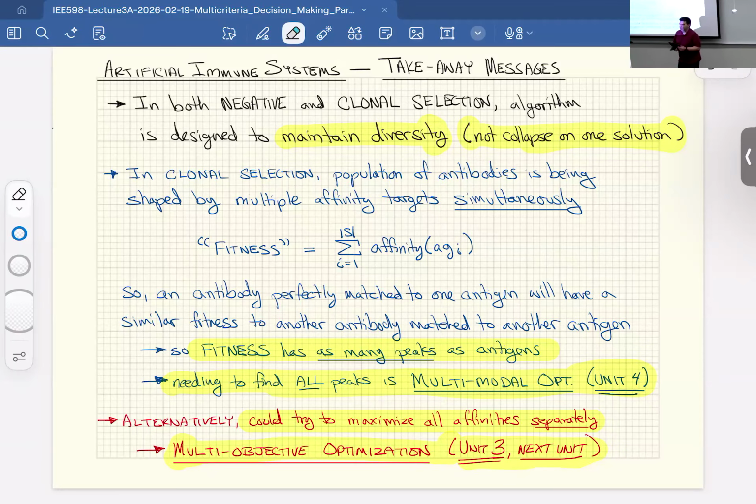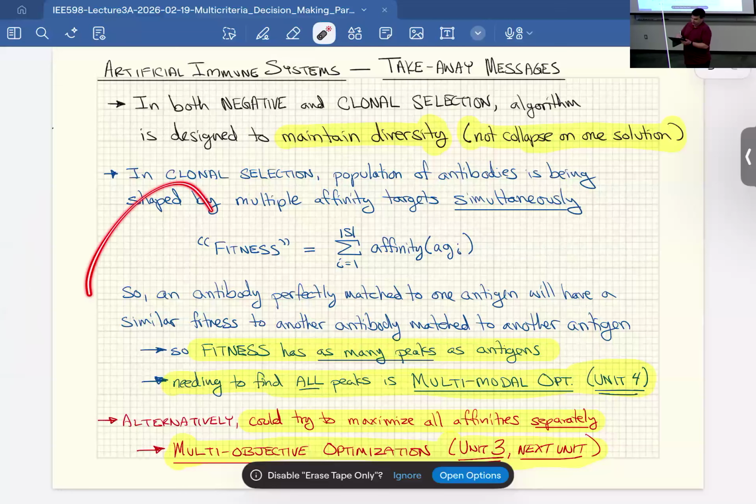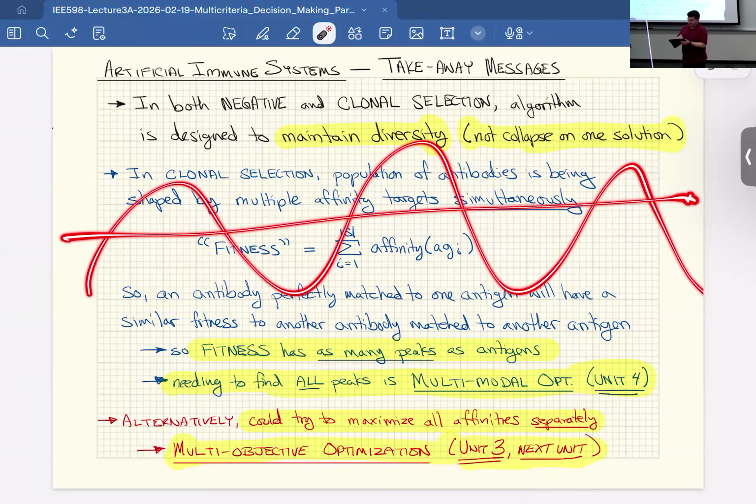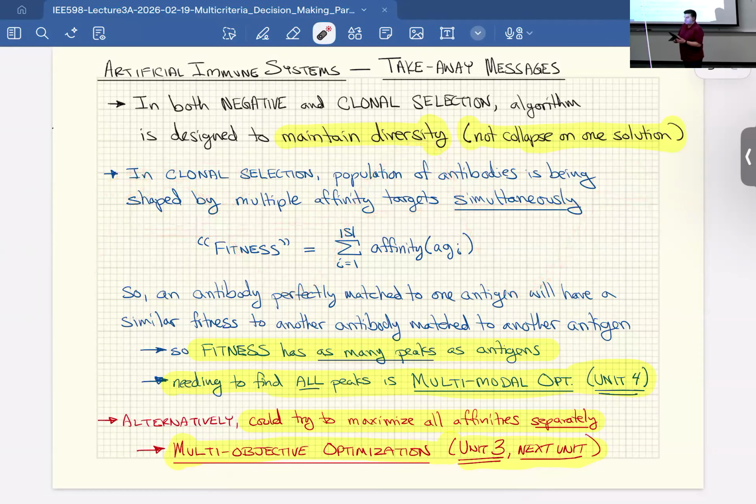Question: do we just quantify the peaks, or do we want to set a threshold? So you're saying, if you have this multimodal fitness function, maybe you could just set a satisficing threshold and say, as long as you're above that? Especially if we're talking about defense or anomaly detection.